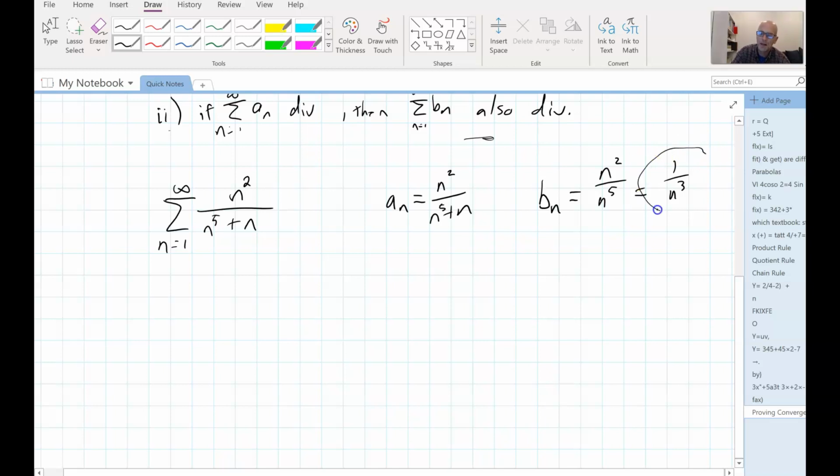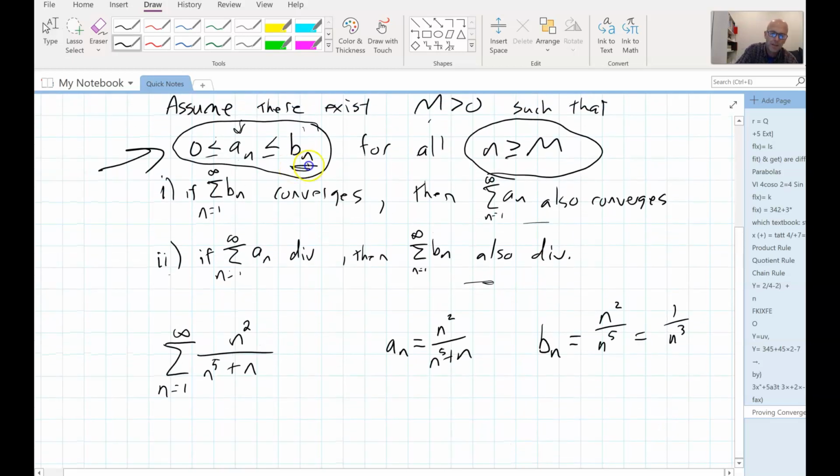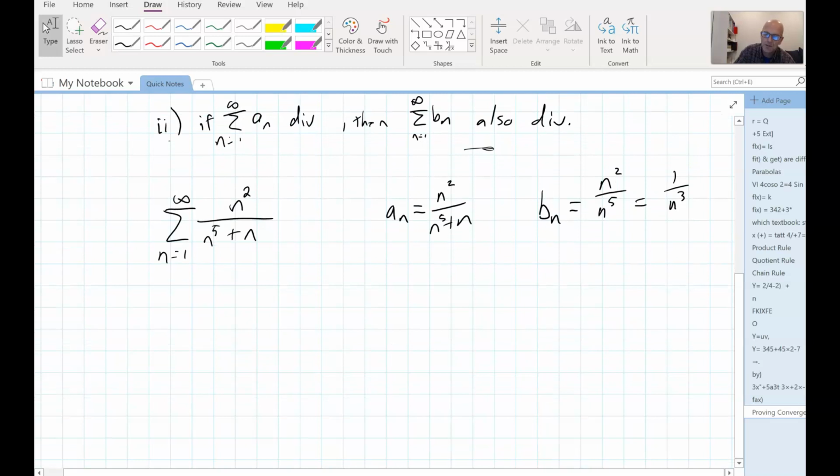Now I know something about the series associated with that. That's a p-series. This is a sequence. It's not a series, but the series associated with this sequence would be a p-series, right? So I know how that one behaves. In fact, I know that it converges, which is what I want, right? I want the b sub n to converge. So that means I'm going to have to show that b sub n is bigger than a sub n, right?